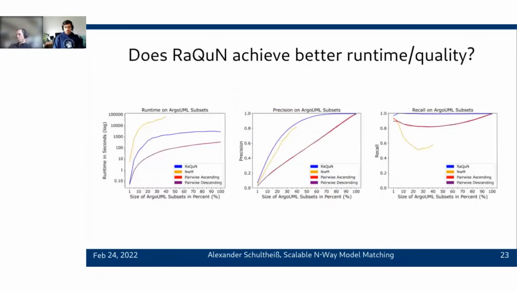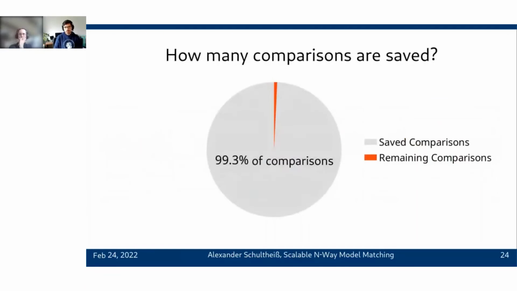So in summary, Raccoon scales while still being slower than pairwise. However, the precision and the recall are much better across all subsets than what we saw with pairwise approaches. And why is Raccoon so fast in the end? And how many comparisons are actually saved? We checked this on ArgoUML and all other data sets which we considered in our paper. And here for ArgoUML, we can see that Raccoon was able to reduce the number of required comparisons by 99.3%, always in relation to a full n-way matching. So a fully connected graph, so to say.